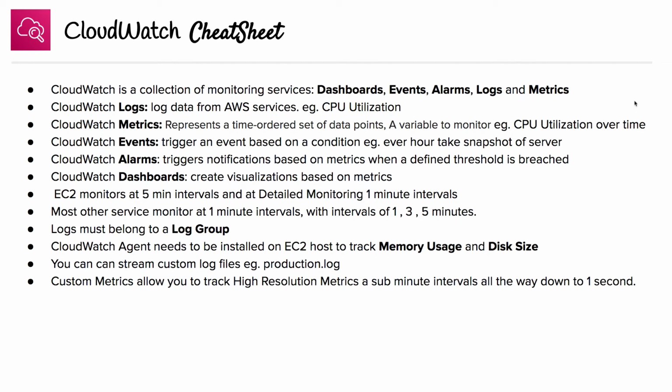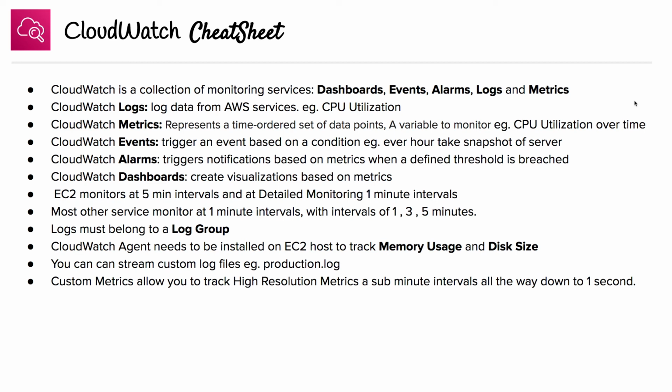Logs must belong to a log group. CloudWatch agents need to be installed on the EC2 host if you want to get memory usage or disk size, because that doesn't come by default. You can stream custom log files to CloudWatch Logs. So maybe if you have a Ruby on Rails app, you have a production log and you want to get that in CloudWatch Logs, you can do that.